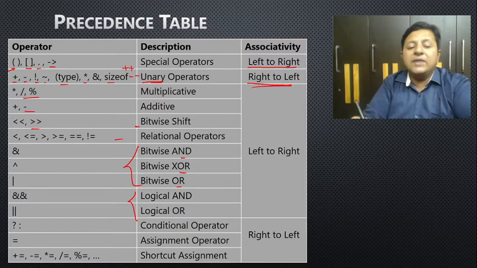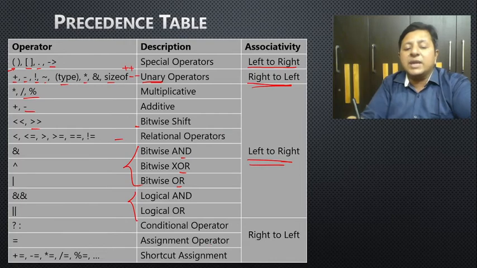Then we have the conditional operator, which is the only ternary operator which you have seen. Then we have equal to, that is the assignment operator, not equal to, but assignment operator. Then we have the shortcut assignment operator. Out of that, this complete binary slab has got left to right associativity. The conditional operator, assignment operator, and shortcut assignment have got right to left.